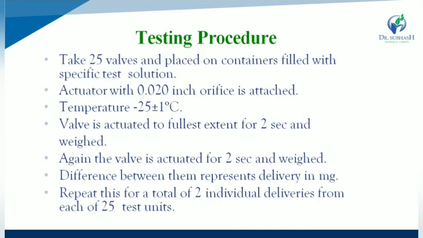Testing procedure. Take 25 valves and place them on containers that are filled with a specific test solution, with an actuator with a 0.020 inch orifice attached. So first of all, take a container and fill it with a particular solution, and take 25 valves for testing. The actuator has an orifice diameter of around 0.020 inches, the temperature is maintained at room temperature, and the valve is actuated to fullest extension for 2 seconds and weighed properly.